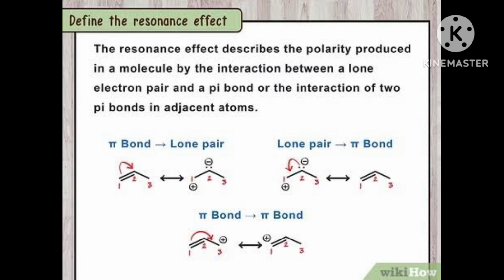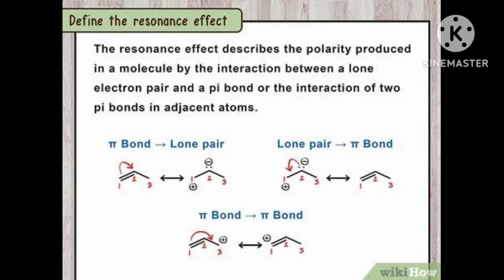Sinha, Professor of Chemistry. Today I am going to discuss resonance effect. Last class I have discussed resonance structures. Now I am going to discuss resonance effect.